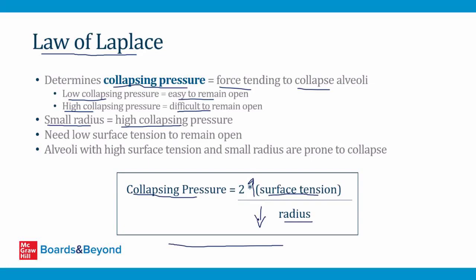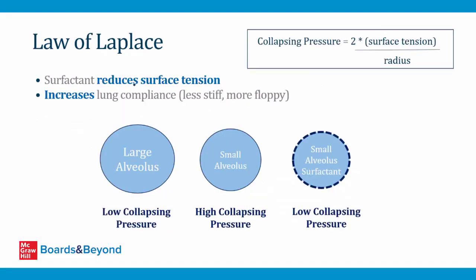Looking at this another way, if you want to lower the collapsing pressure, an easy way to do that is to reduce the surface tension, and that's what surfactant does, and we're going to talk about that in a second. But it lowers the surface tension, and that way, no matter what the radius is of the alveoli, the collapsing pressure will be lower, and the alveoli will be less likely to collapse. So that's the key point about surfactant. Surfactant reduces the surface tension of the alveoli and it makes them less likely to collapse.